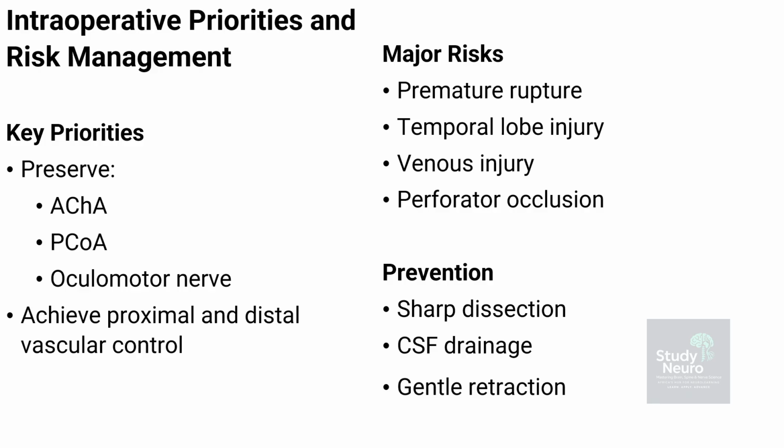Intraoperative management of posterior communicating artery aneurysms is centered on protecting critical neurovascular structures while maintaining control of the parent circulation throughout the procedure. This is a high-risk phase. Precision is everything. The main priority is preservation of nearby structures, such as the anterior choroidal artery, the posterior communicating artery itself, and the oculomotor nerve, all of which lie in close proximity to the aneurysm and can be injured during dissection or clip placement if orientation is lost even for a moment.